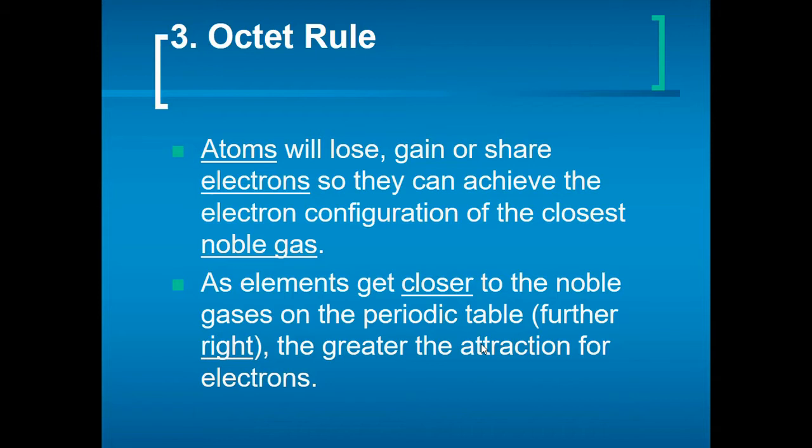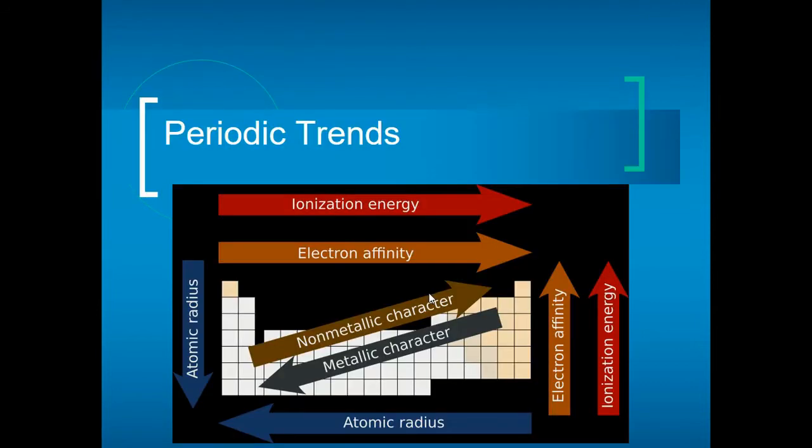They're still going to be the same atom they were to begin with because they're not changing the number of protons, but they're changing their clothes. They're changing the number of electrons. They're looking different. Okay. As those elements get closer to the noble gases on the periodic table, there's going to be a greater attraction for electrons. They really, really want to get electrons from wherever they can. Okay, this is going to be important when we get to electronegativity.